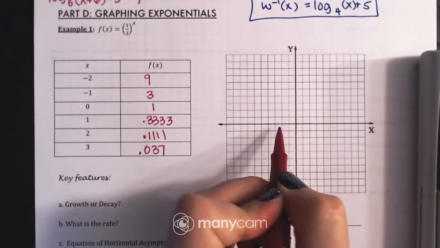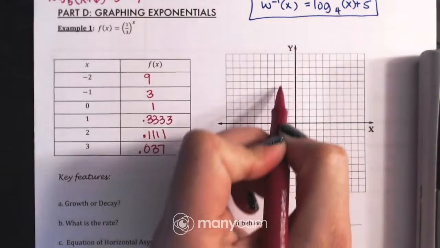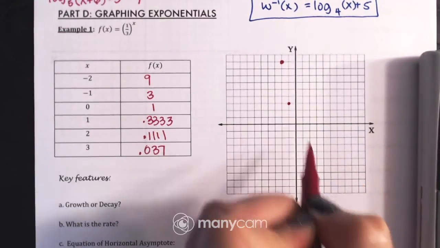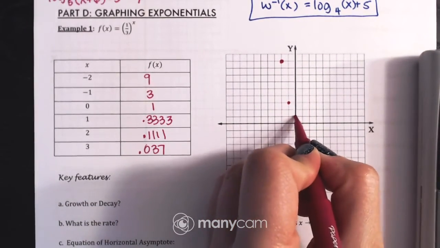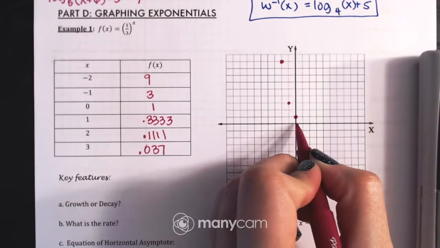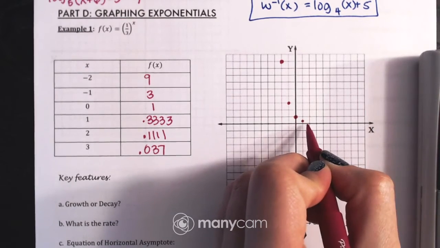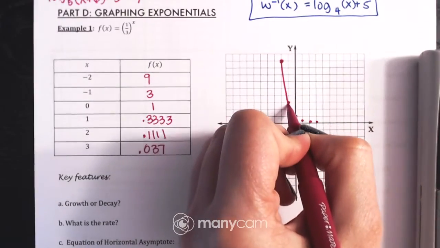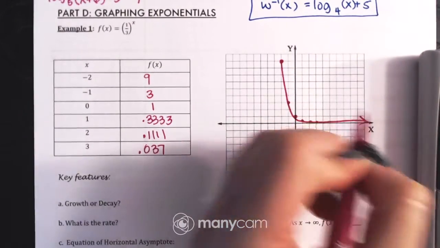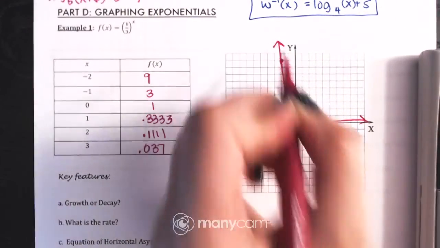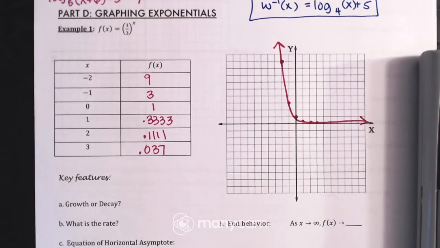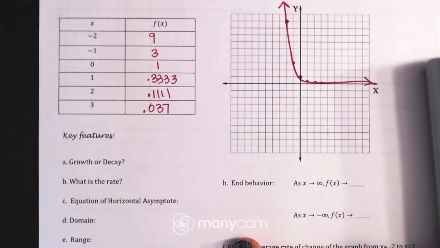So -2, up 9, -1, up 3, 0, 1, 1, 0.333. I'm getting closer and closer and closer to 0, like something like this. So notice I'm drawing arrows at the end, showing that that graph would be continuing. Okay. Now that we've graphed it, let's look at some key features.